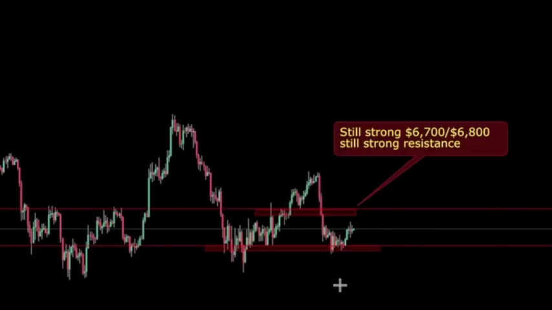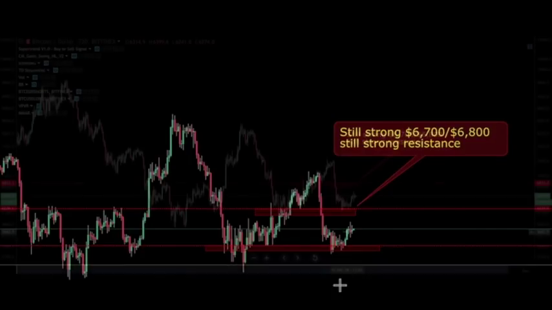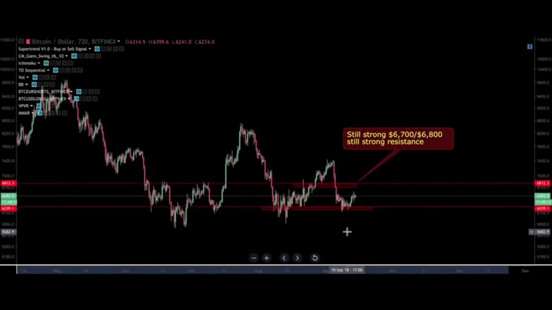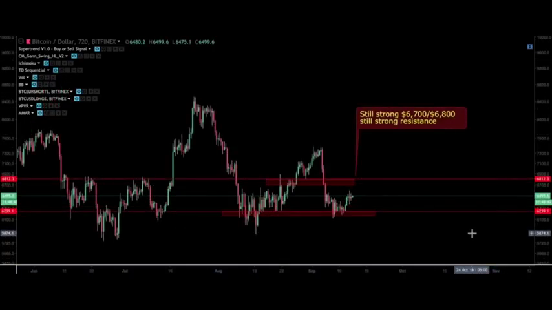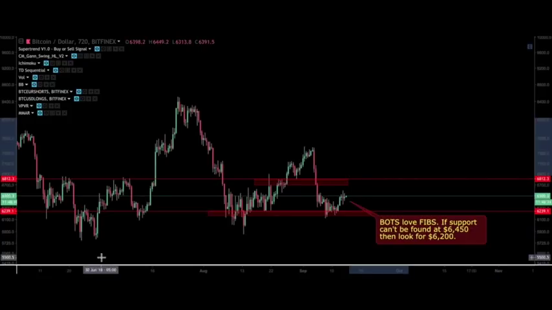The first one is that resistance that we were talking about yesterday, that $6,700 to $6,800. There's a ton of resistance there from a number of different levels, whether it's the Ichimoku cloud, the 21-day moving average, or the Bollinger Band. There's a whole lot of confluence there to say that that is a strong resistance area for us. Confluence meaning a lot of strong signals coming together to throw weight to one side more than the other. So that's to the top side.